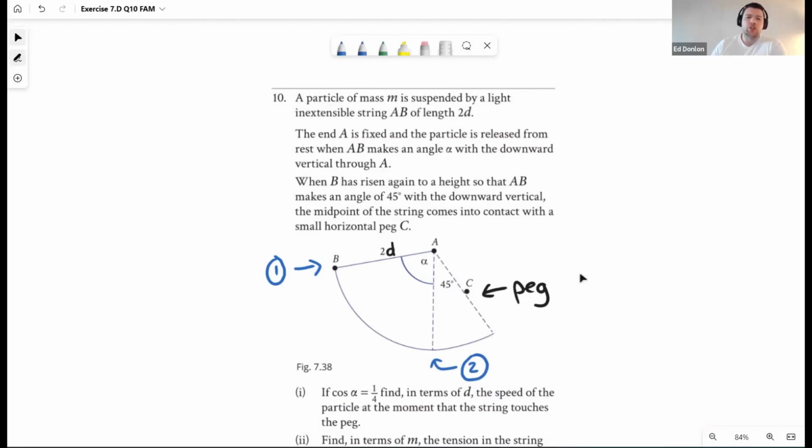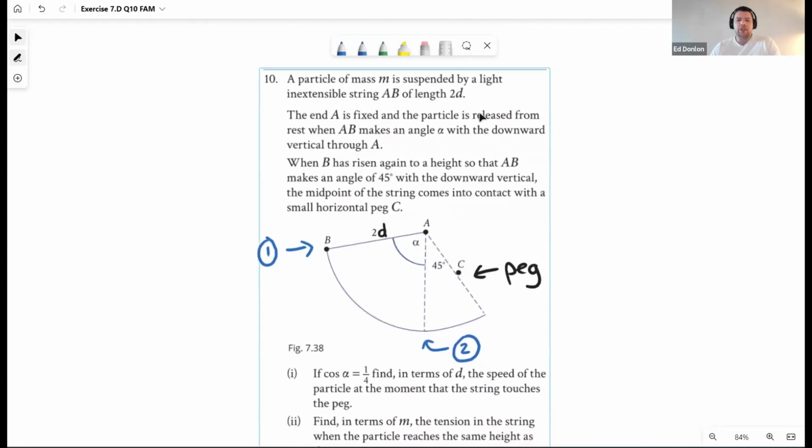Everybody, this is an interesting circular motion question from exercise 7D. This is question 10 from Fundamental Applied Maths. The question starts: a particle of mass m is suspended by a light inextensible string AB of length 2d. So there I have my length 2d between A and B.